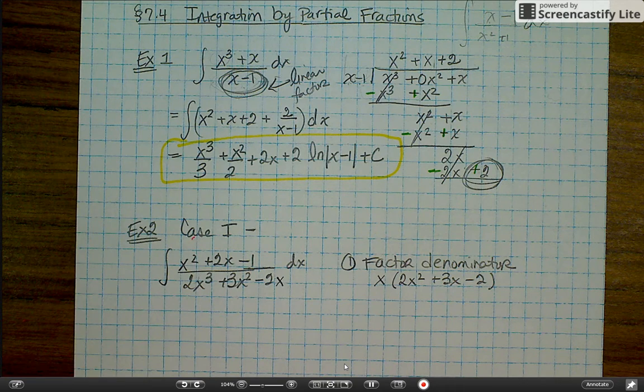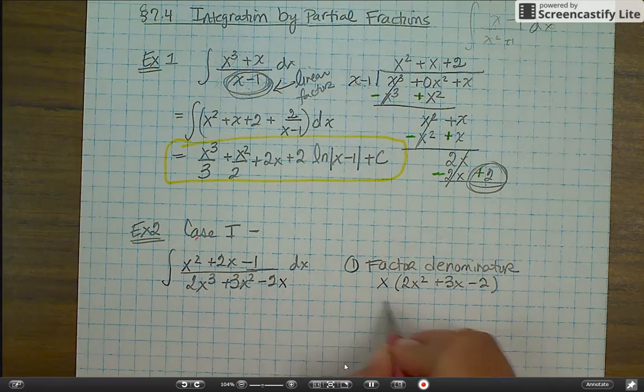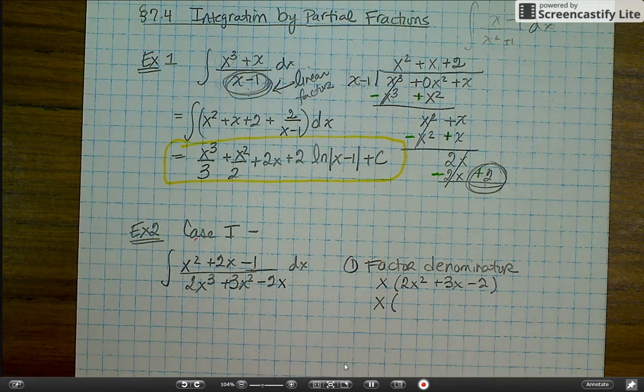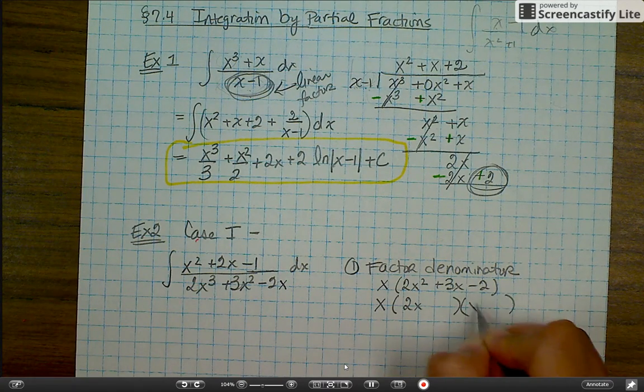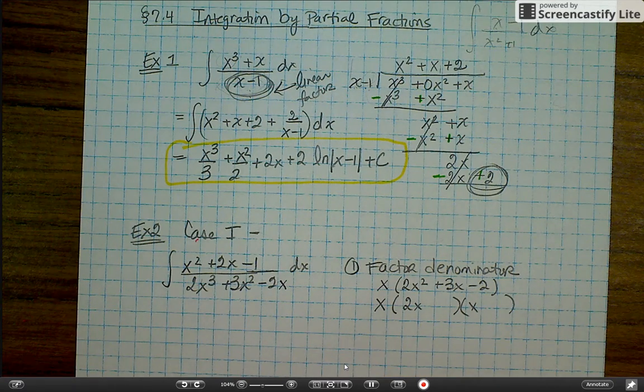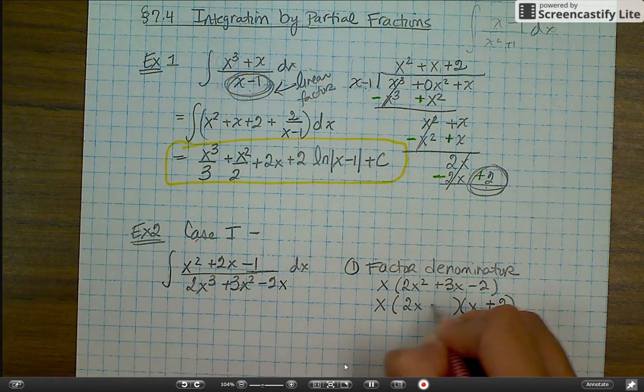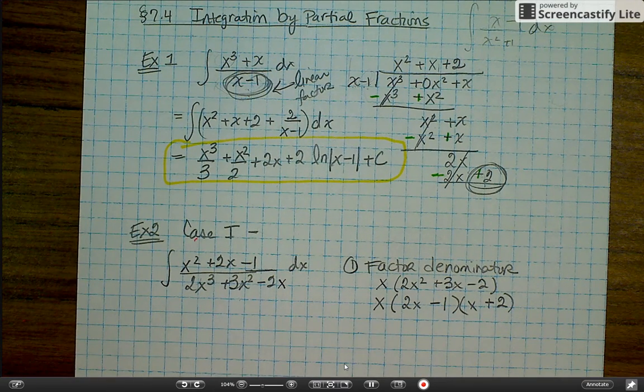And I have 2 people in my audience who are going to check my work and help me. All right. Okay, so let's see. What does this factor down to be? 2x. That's got to be an x minus 2. So that's got to be plus 2, and this is got to be a minus 1. Do you guys agree?